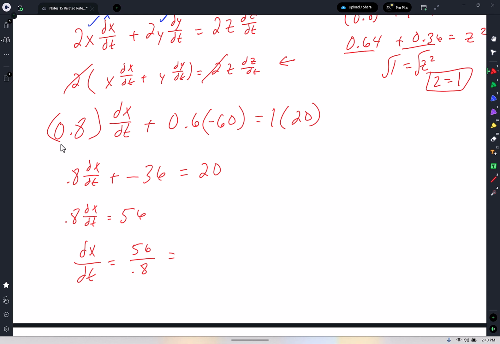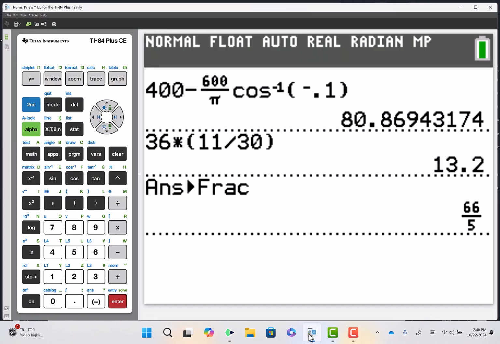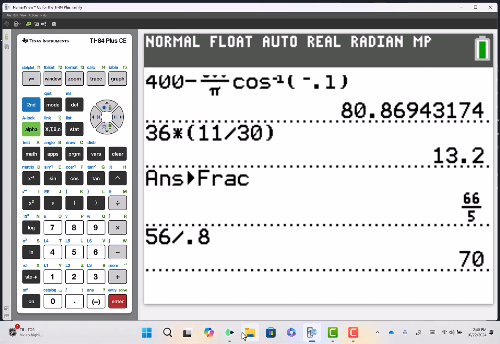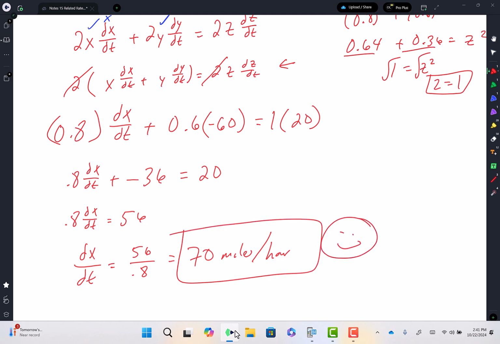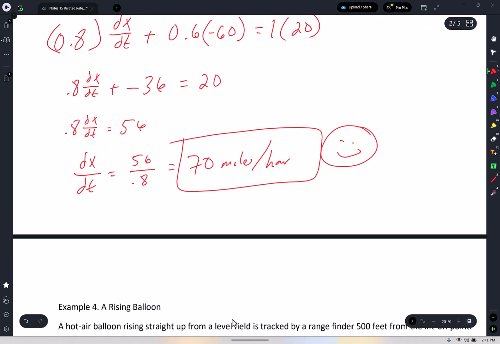Let's see what that is. I can't do it off the top of my head. Oh, wait, 8 times 7 is 56, so it's probably 70. 56 divided by 0.8, yeah, 70. I could have done it. Sorry. Miles per hour. Now you're seeing how practical these related rates are.